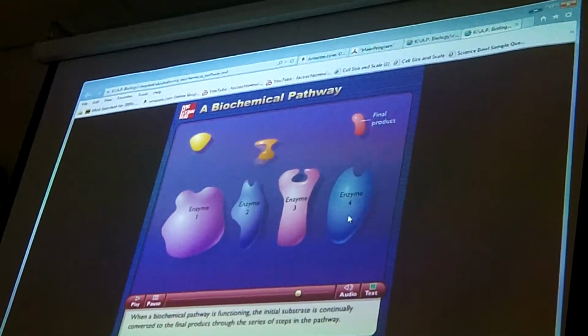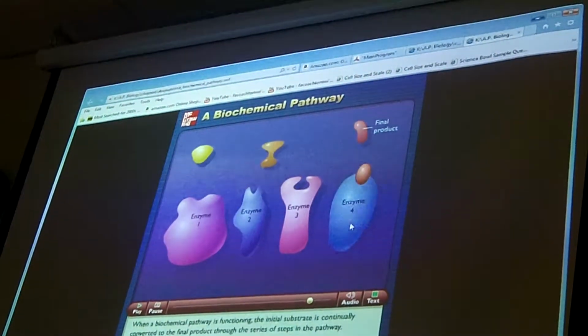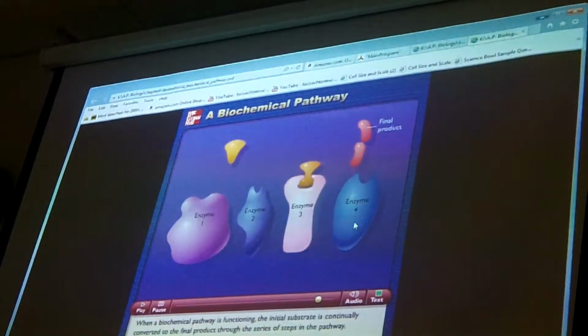And where you see this sort of thing is in the Golgi apparatus. Remember the Golgi was stacks and stacks of membranous sacs?